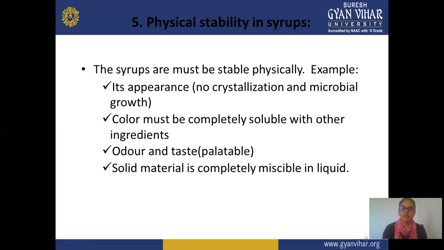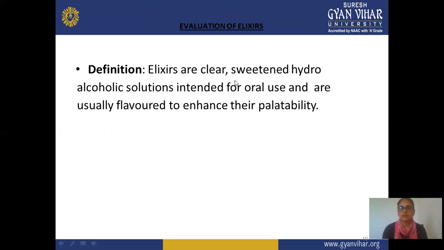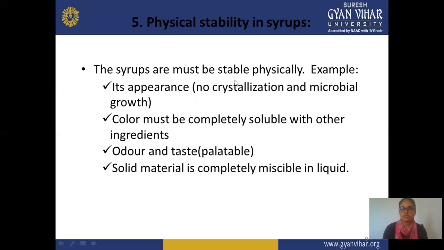Next is physical stability in syrup. The syrup must be stable physically. For example, its appearance does not change, or it should be in a stable form, and it doesn't show any layer separation or phase separation. So it should be in a stable form, and you check whether your syrup is physically stable or not.